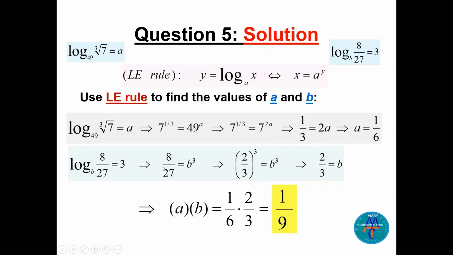Same idea we can use here. 8 over 27 is equal b to the power 3. 8 over 27 will be 2 over 3 cubed. Let's take the cube root of both sides. b will be 2 over 3. Now let's multiply ab. 1 over 6 times 2 over 3. Cancel the 2 here. You will get 1 over 9 as the answer.